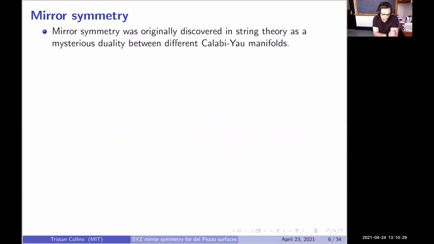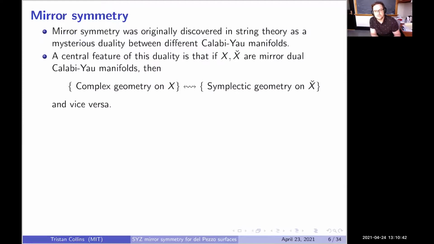So let me say a few things about mirror symmetry. Mirror symmetry was originally discovered in string theory as a sort of mysterious duality between different Calabi-Yau manifolds. An essential feature of this duality is that it's supposed to relate complex geometry of one Calabi-Yau to symplectic geometry on its mirror dual pair.